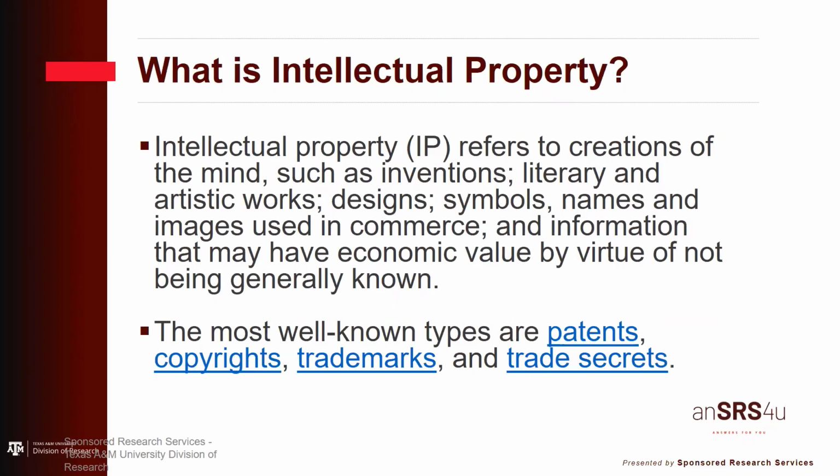I'm going to basically go over the basic understanding of IP and a brief overview of system intellectual property policy. So what is intellectual property? Intellectual property refers to the creation of the mind, such as inventions, which covers patents, literary and artistic works or copyrights, design patents, symbols and names and images used in commerce, which relates to trademarks and service marks, and information that may have economic value by virtue of not being generally known, which is kind of related to trade secrets.